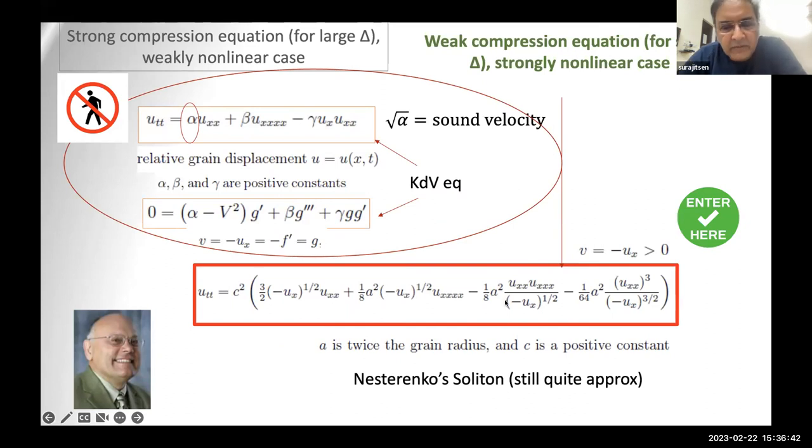So he later went back and tried to make delta, this pre-compression, quite weak. And it turns out that gave the equation in the red box that turned out to be more or less correct, approximate, but more or less correct. And that gave Nesterenko's famous solution, for which obviously he's very happy, as you can see. But the bottom line is that the solitary wave solution can be seen, but only in the weak precompression or strong nonlinearity limit.